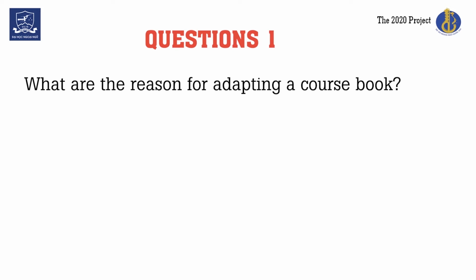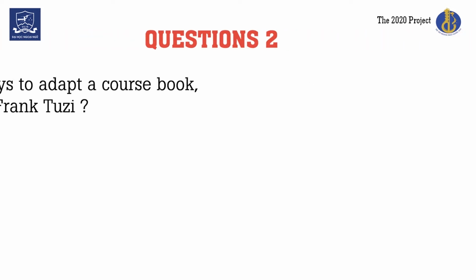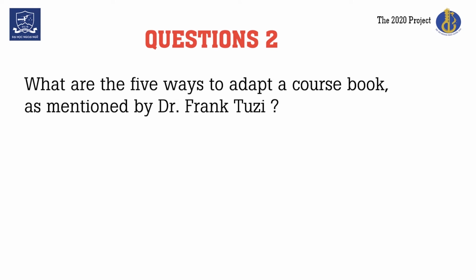Now, question 2. What are the 5 ways to adapt a coursebook as mentioned by Dr. Frank Toosey? Yes, he suggested 5 ways. First, we can add or omit the content, or we can change the sequencing of the content, or change the format of the content, or add or omit monitoring, and add or omit the assessment.